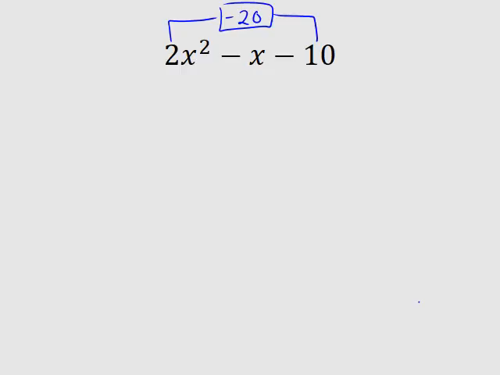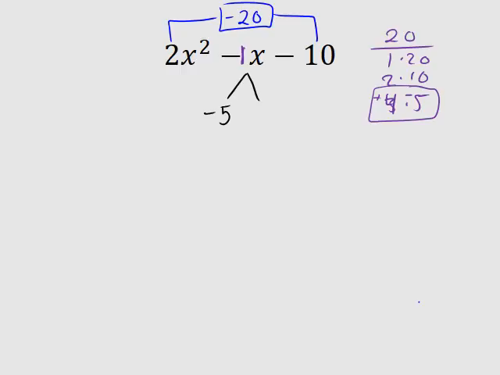I need two numbers that are going to multiply to give me negative 20 and add to give me negative 1. So I'm going to go off to the side and think about the number 20. Well, it could be 1 times 20, could be 2 times 10, could be not 3 times anything, could be 4 times 5. And so which one of those pairs can give me a negative 1, because that's what my coefficient is here. Remember, they have to multiply to give me 20 and add to give me negative 1. Well, the answer is these two will if I have negative 5 and positive 4.